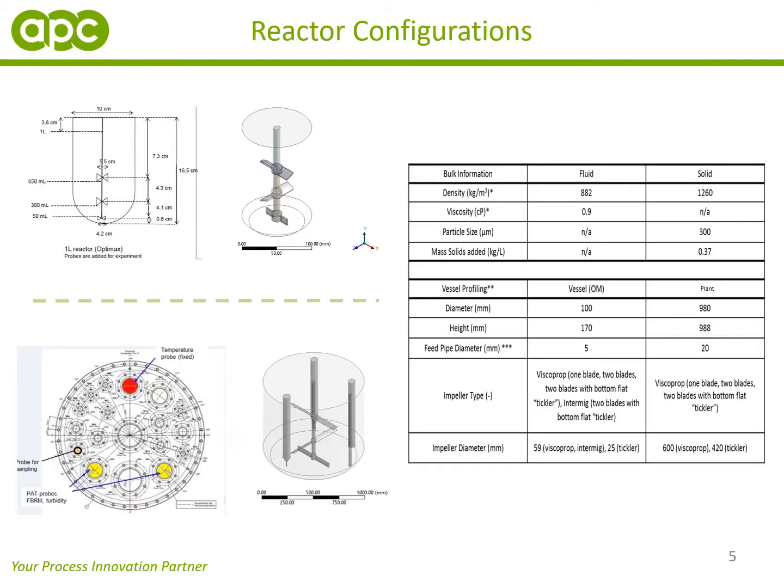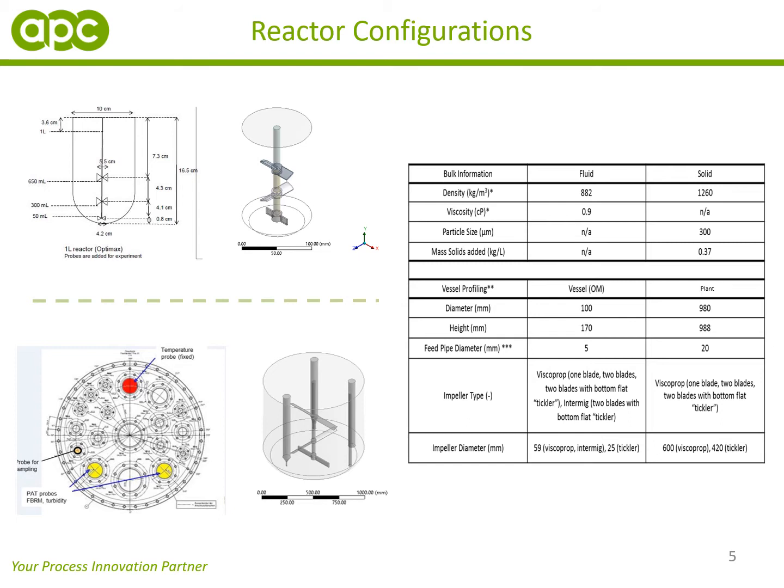So what we're looking at here is the reactor configurations typically used for this case study. Shown on the top is the 1 liter setup, which was a Mettler-Toledo 1 liter Optimax, equipped with a viscoprop impeller. Similarly, shown on the bottom is the plant scale vessel, which had an operating volume of usually about 490 litres. Again, it was equipped with a viscoprop impeller. In both cases, there were a number of PAT probes in situ.